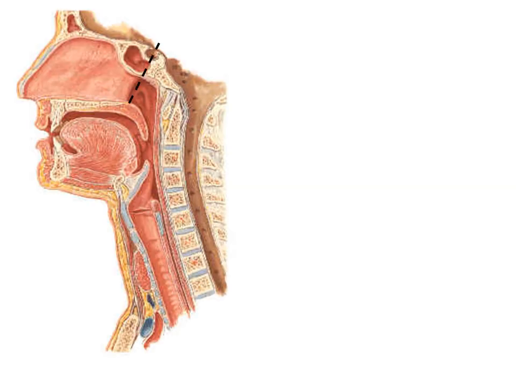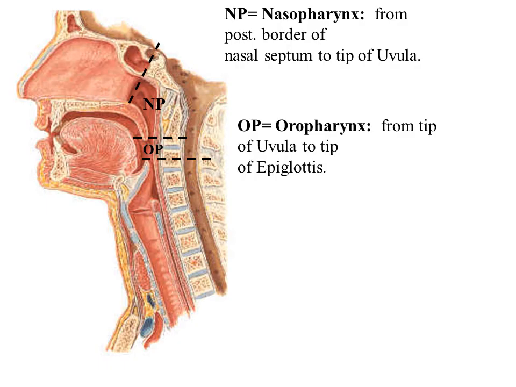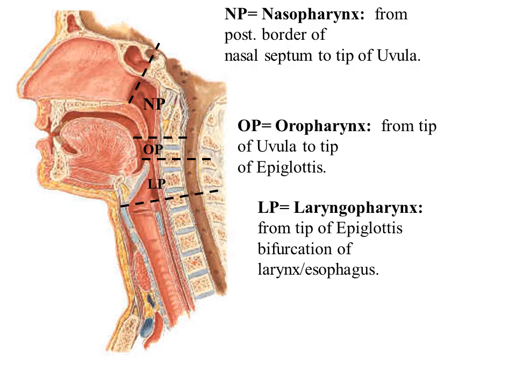As you can see here, this is the nasopharynx. It's from the posterior border of the nasal septum to the tip of the uvula. And then we have the oropharynx. It's from the tip of the uvula to the tip of the epiglottis. And we have the laryngopharynx from the tip of the epiglottis to the bifurcation of the larynx and esophagus at the level of the cricoid cartilage at the level of C6.